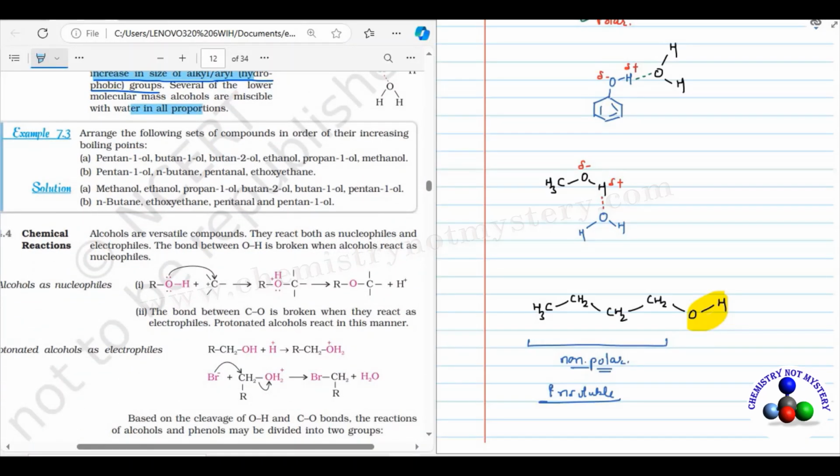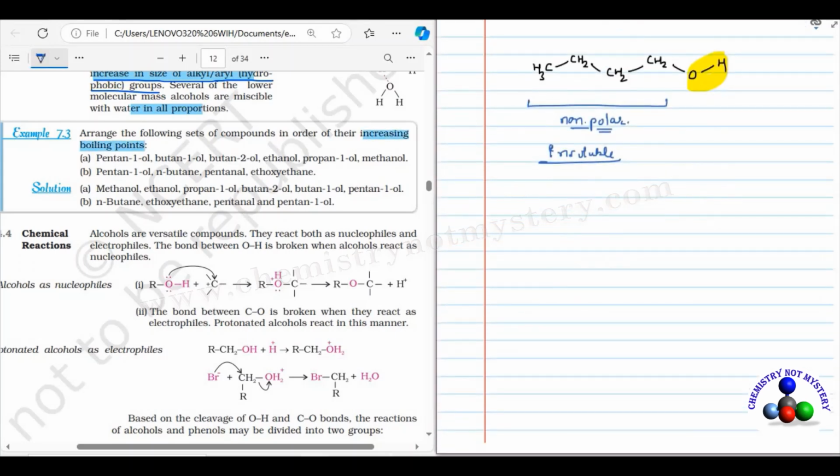Arrange the following set of compounds in order of their increasing boiling point. First one is given: pentane-1-ol, butane-1-ol, butane-2-ol, ethanol, propane-1-ol and methanol. Now let's try to solve this question.